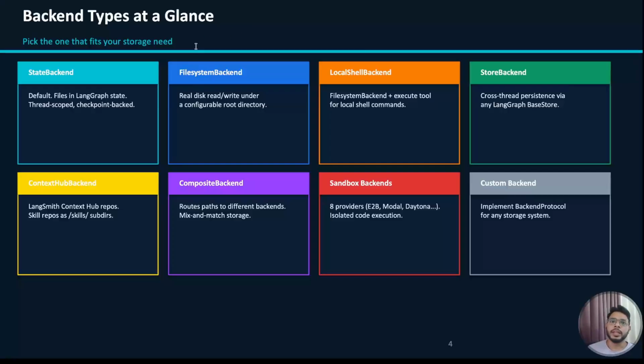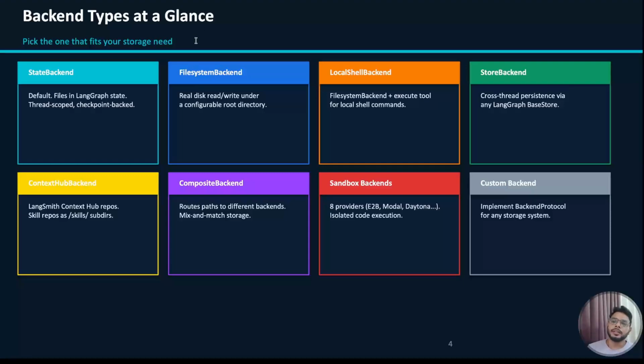Okay, so next is composite backend. Composite backend is basically when you want to combine multiple backends and mix them into a single interface. So then we are going to use composite backend. We can connect or club multiple backends together.